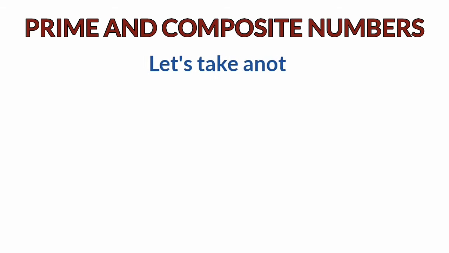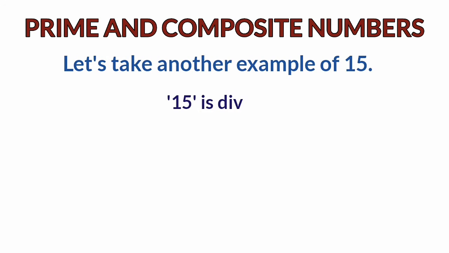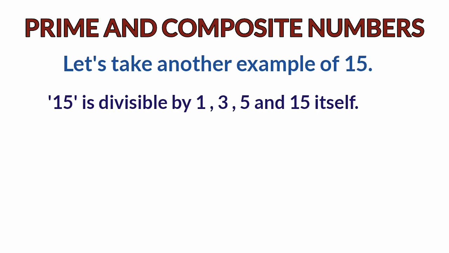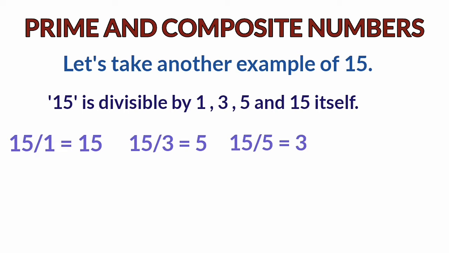Let's take another example of 15. 15 is divisible by 1, 3, 5 and 15 itself. When we divide 15 by 1, it gives answer 15. When we divide 15 by 3, it gives answer 5. When we divide 15 by 5, it gives answer 3.